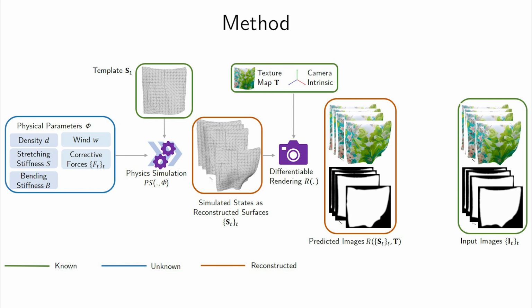In contrast to earlier photometric terms used for SFT, this allows us to define a reprojection error not just per vertex, but densely per pixel. We can thus exploit the information present in the texture regardless of the mesh resolution. We solve for the optimal physical parameters by minimizing the reprojection error between the rendered images and the input images. We backpropagate through the differentiable rendering and differentiable physics simulator to obtain the optimal set phi of physics parameters. The physics simulator acts as a regularizer during the optimization of our objective function.